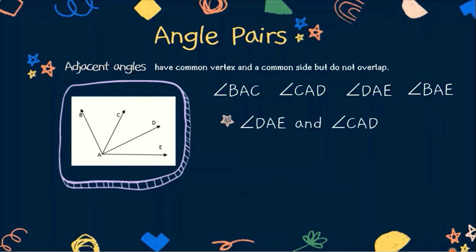Another angle pair, adjacent angles din ng angle DAE, at ang angle CAD. The common vertex is point A as well.